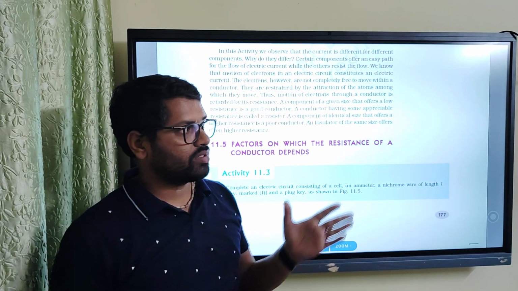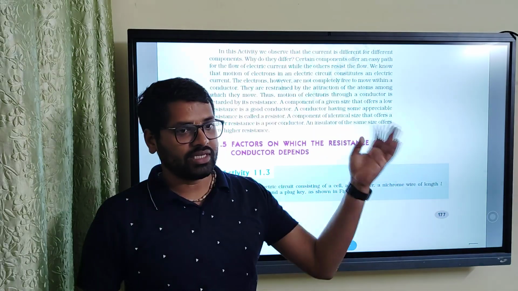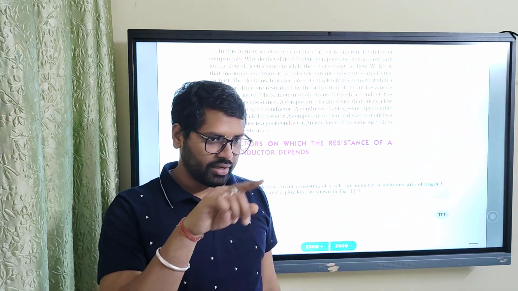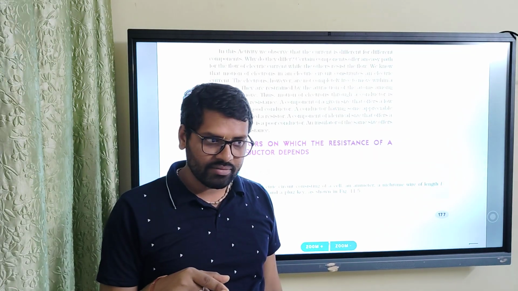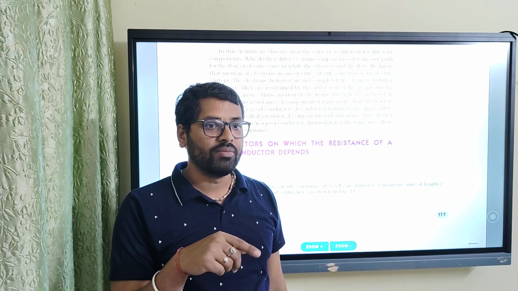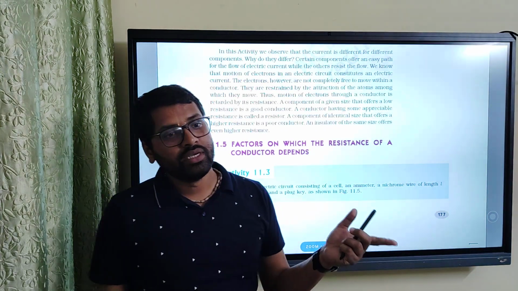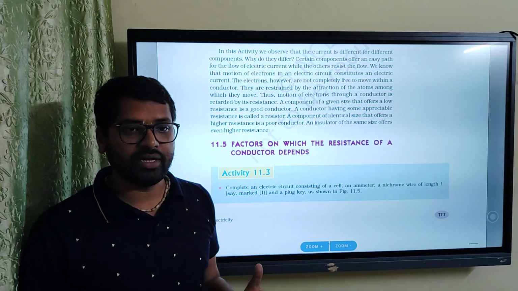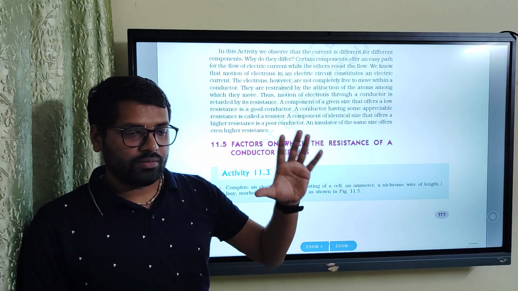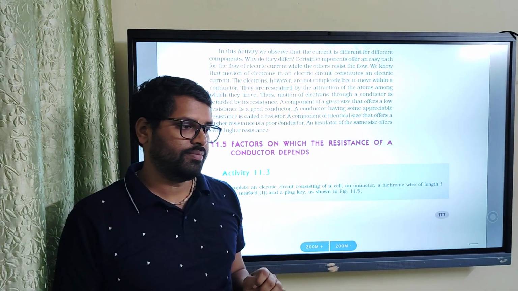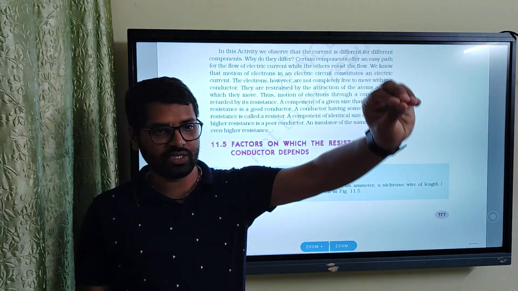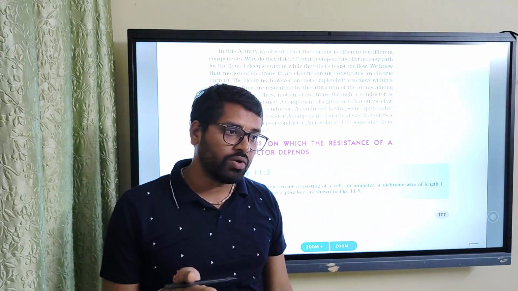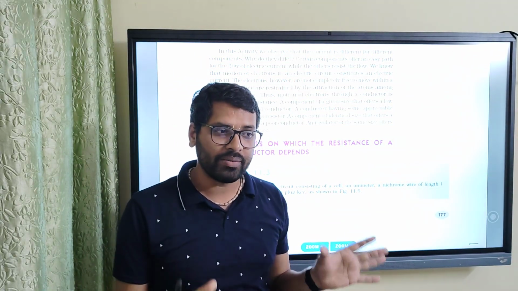Right? Suppose in a geyser or washing machine or refrigerator, you have seen that the wire is thick, right? Why is the wire thick? Because more current is required. So more current means we give a thicker wire, right? So we'll try to understand what resistance depends on. Correct? V equals IR, we understood there is something called resistance which opposes the flow of charge. Now we want to know on what parameters it depends.